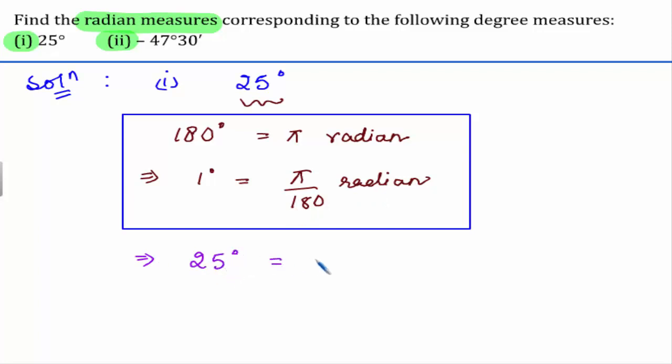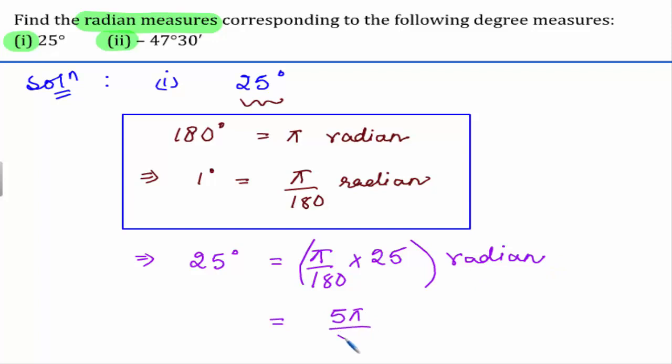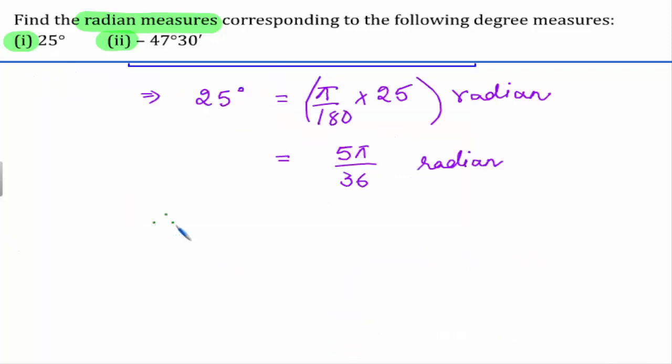25 degrees is equal to pi upon 180 into 25 radian, which is equal to 5 pi divided by 36 radian. Therefore, 25 degrees is equal to 5 pi divided by 36 radian.